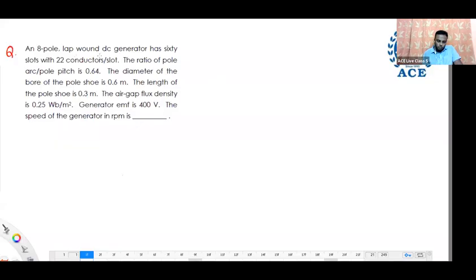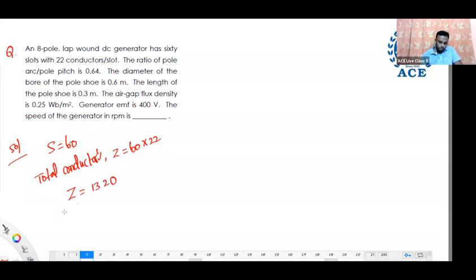An 8-pole lap-wound DC generator has 60 slots, with 22 conductors per slot. Then total conductors, how much? Total conductors Z equals 60 slots, each slot having 22 conductors. So this is the total conductors. Calculate: Z equals 1320 conductors. Okay, Z is total conductors.